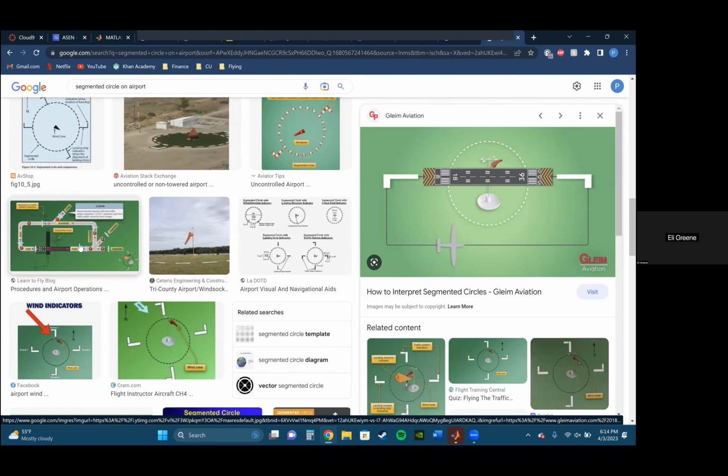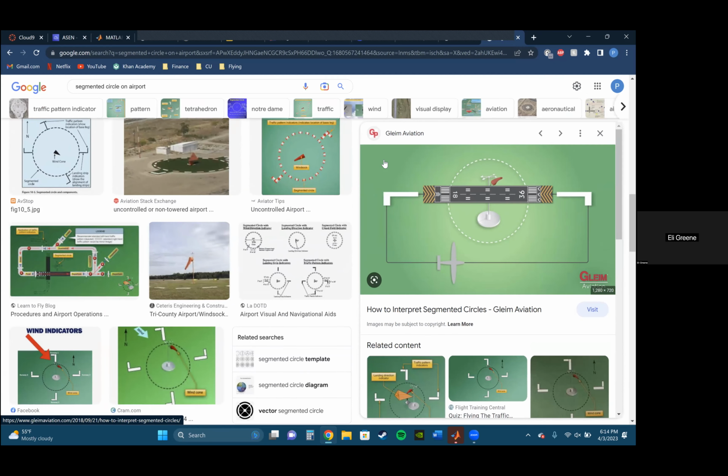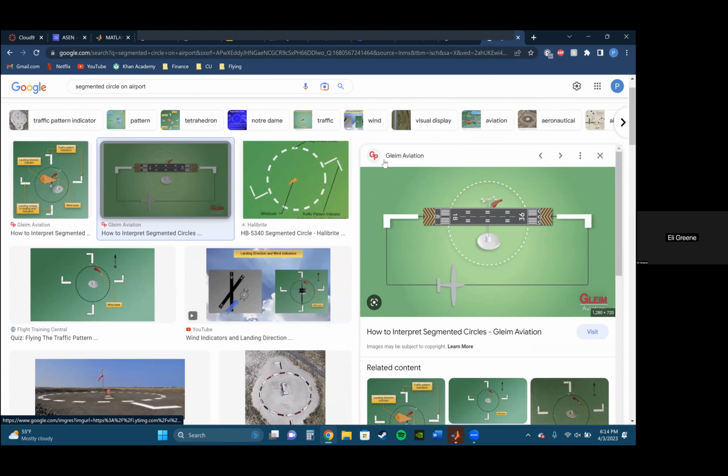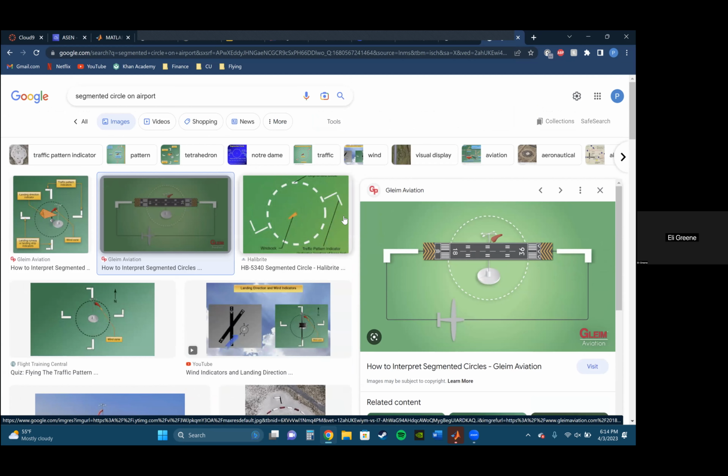But, yeah, Eli, do you have anything to add? Should segment in circles? So it sort of tells you what the traffic pattern is. Yeah, it does exactly tell you the traffic pattern. So this says left traffic for 36, right? Because this is your base, and then that's your final leg.